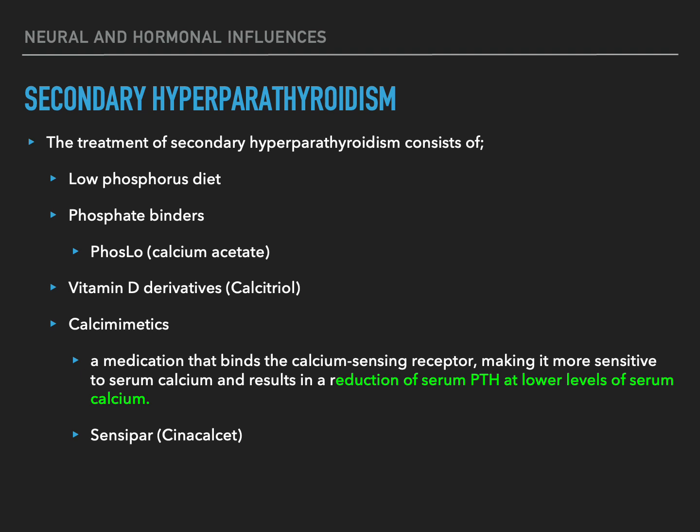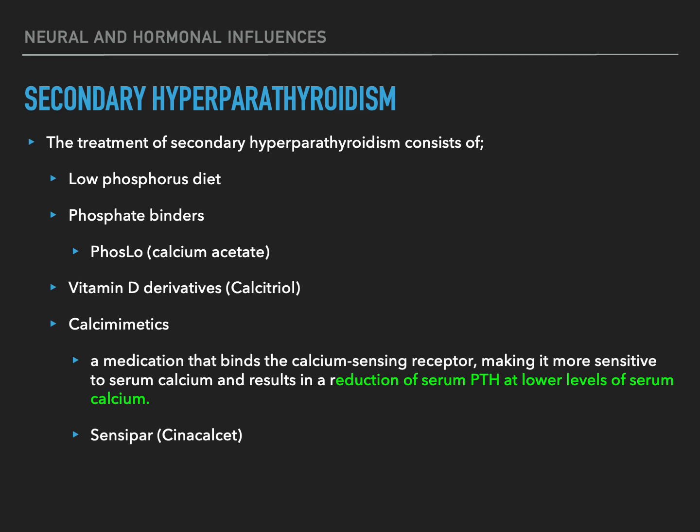The treatment of secondary hyperparathyroidism consists of either decreasing phosphorus or increasing calcium in the bloodstream, and this can be accomplished in different ways. A patient can follow a low phosphorus diet or take phosphate binders. These are taken with meals and it binds the phosphorus in their meal. A common phosphate binder is Phoslo, which is calcium acetate. They can also take vitamin D derivatives such as calcitriol or calcimimetics.